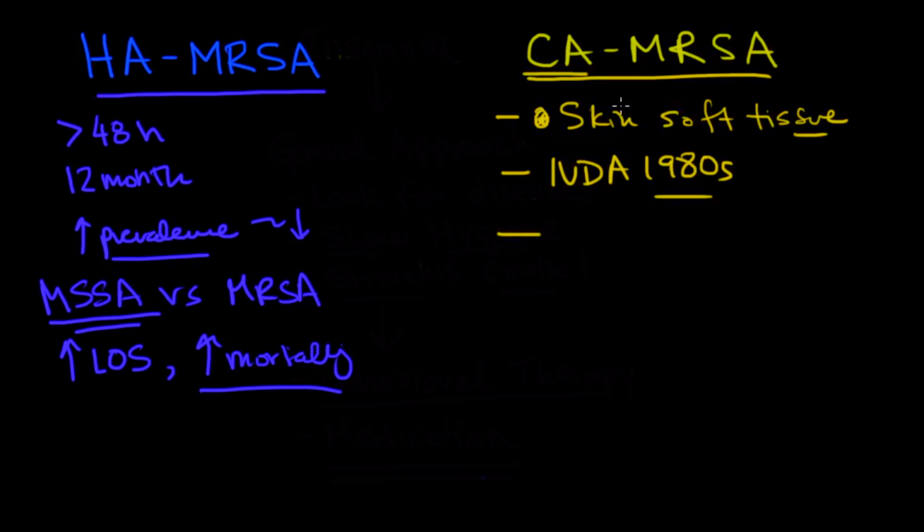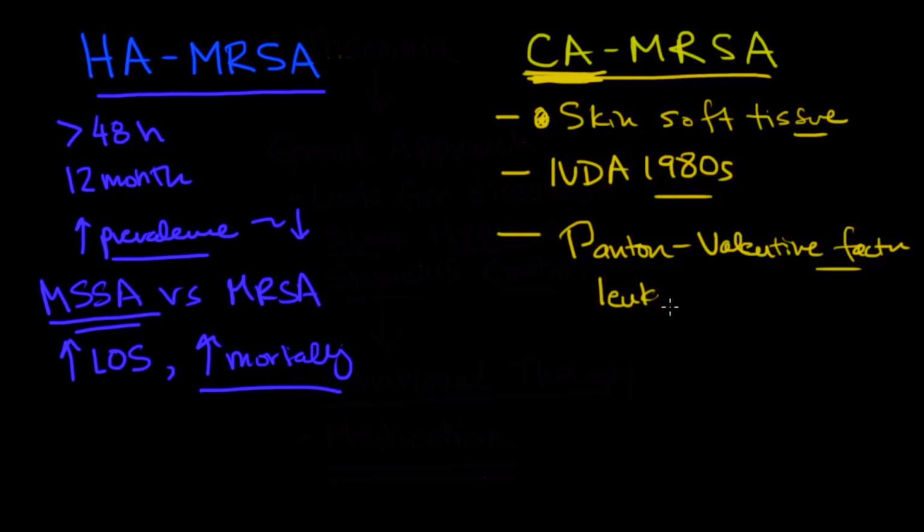And why was it that the community acquired, in other words, the strain of MRSA that was seen in the community, why was it acting so different? Well, it's because of this thing called the Panton-Valentine factor. And this is a virulence factor. I don't want to get too much into it, but it was also causing leukocidin toxins.